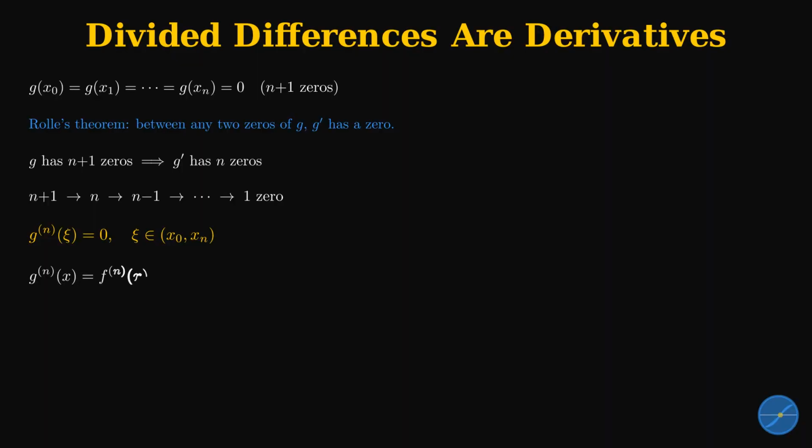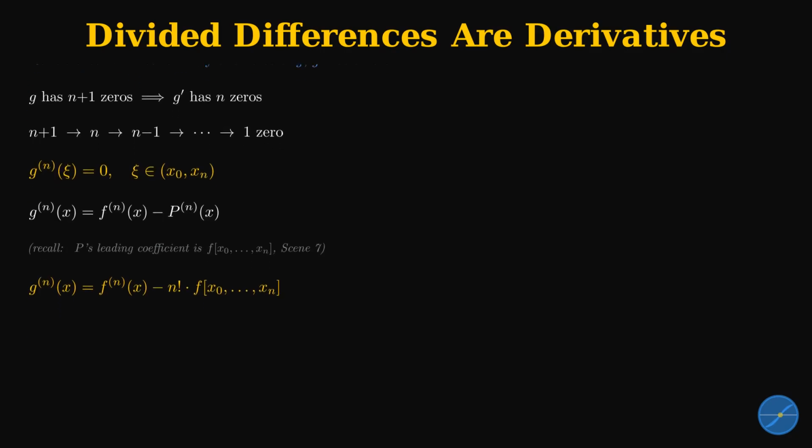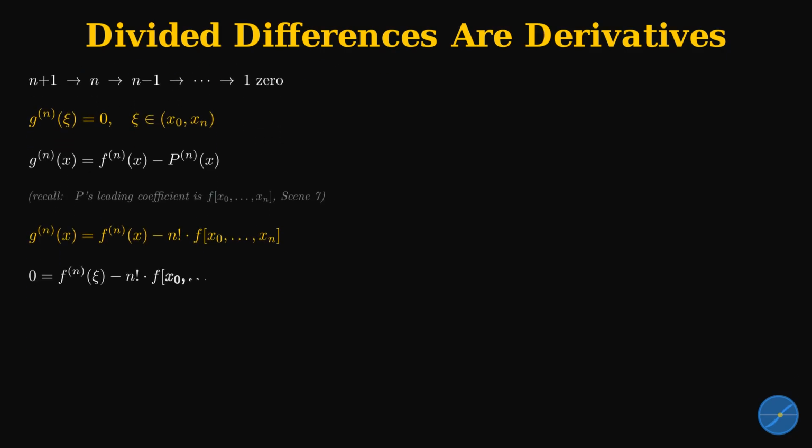It's f's nth derivative minus p's. And p's nth derivative is simple. P is degree n with leading coefficient the top difference. Differentiate n times, you get n factorial times that difference. Set it to 0 at xi. Move things around, and there it is.